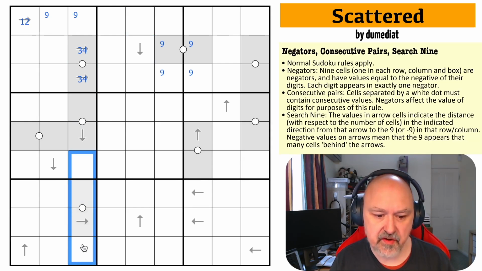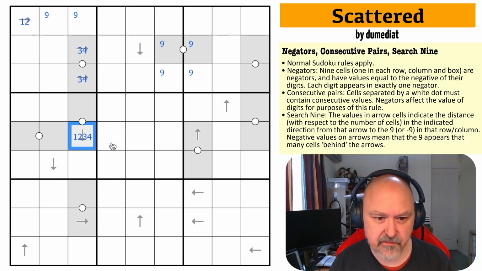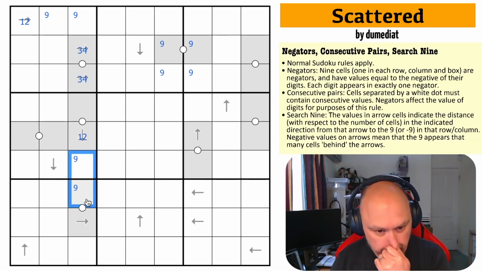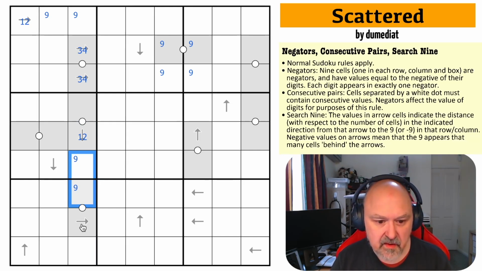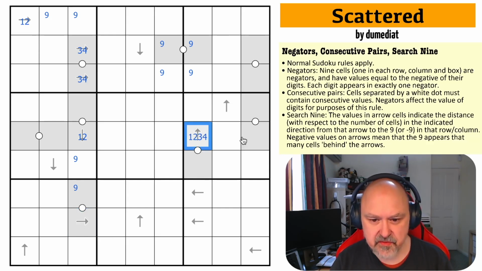So it's 1, 2, 3, or 4. So this is 1, 2, 3, or 4, but it's not 3 or 4. This is a 1 or a 2. So there's a 9 in one of those two. This is a positive value. This is a positive value. So this is 1, 2, 3, or 4.